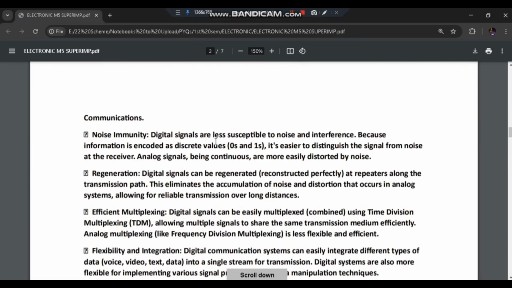First is noise immunity. In a digital signal, noise cannot enter. Why? Because it is either 1 or 0. There is no in between, so noise cannot enter here. Second is regeneration. We can regenerate digital signals perfectly. Why? Because either 1 will be there or 0 will be there.